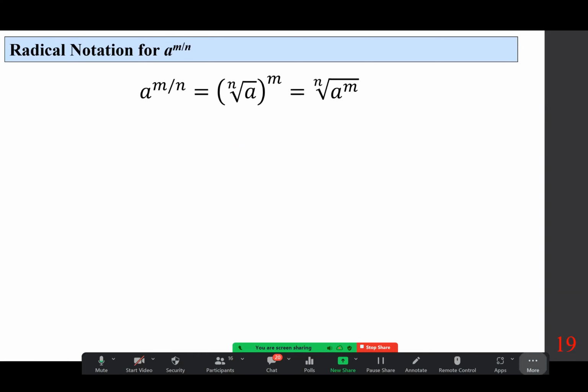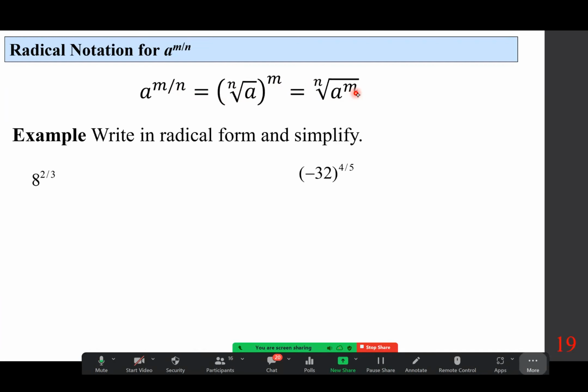All right, so we're going to continue with notations for radical as well as rational exponents. So a to the power of m over n is the nth root of a to the power of m, or the nth root of a to the power of m. And here's an example. So a to the power of 2/3. We're going to write this as a cube root because the denominator is 3, cube root of 8 to the second power.